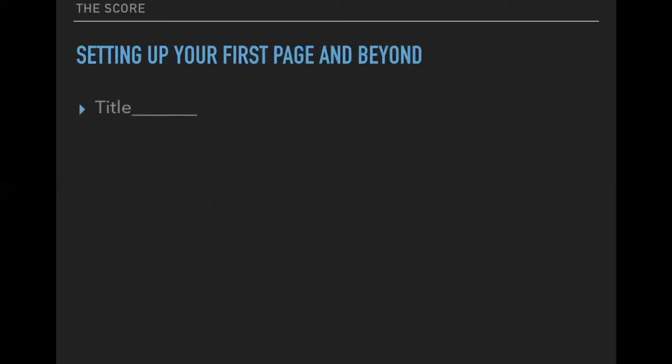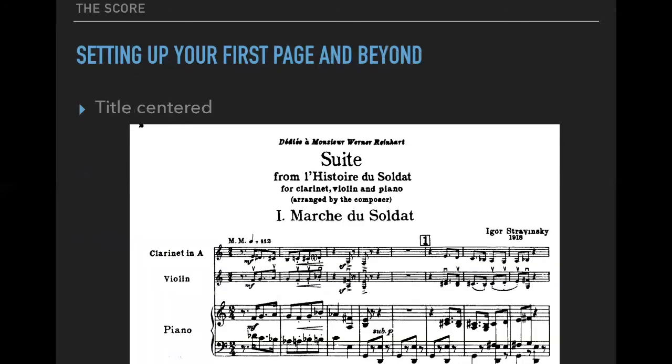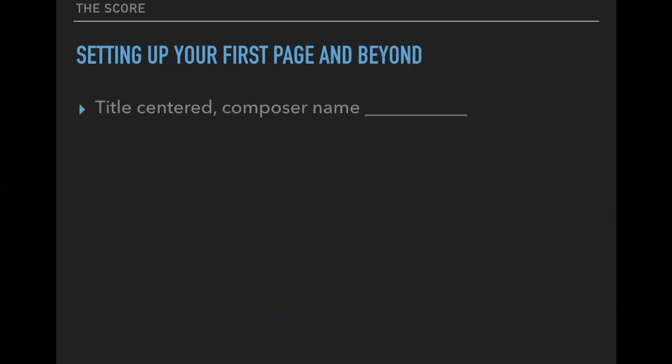So where does the title go? Take a moment to think about it. On your page 1, where does the title go? Of course, it's centered right at the top. Your suite from L'Histoire du Soldat, clarinet, violin, piano. Okay, very good. Where does the composer go?